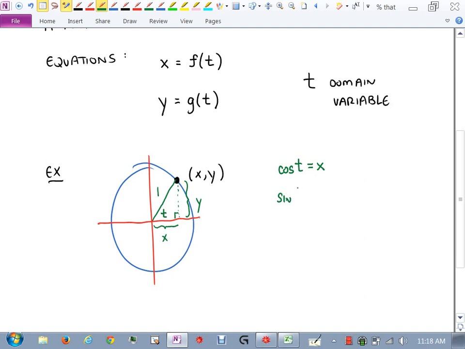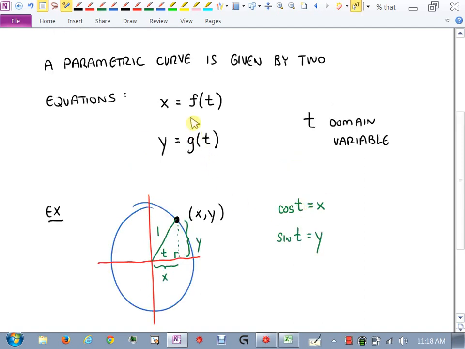Sine t is y. And so what I have actually come up with here are two parametric equations. I have come up with an equation for x. I have come up with an equation for y. They both depend on what we call the parameter, which is where the whole idea of parametric comes from. They both depend on the parameter t. I change t, I'm going to change my x, I'm going to change my y. And if I change t, I should move myself around this circle, shouldn't I?